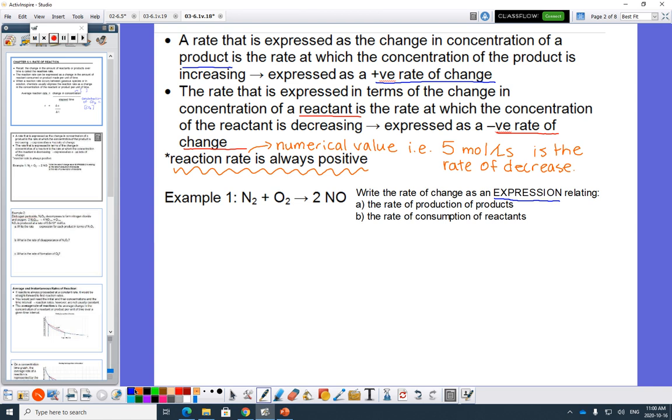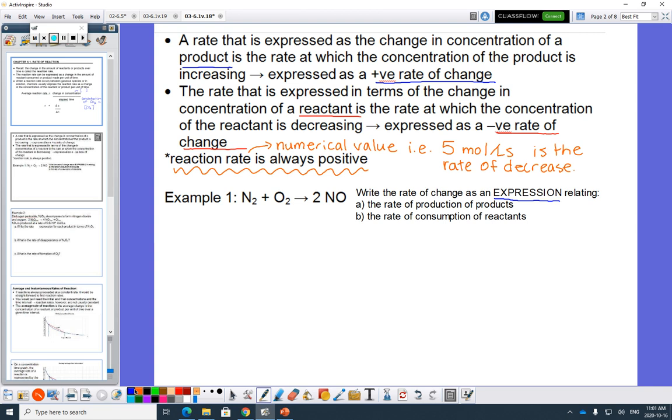So usually what students will do is write 5 moles per liter second. They won't make the number negative, and they just write the word rate of decrease. So when we do our examples, I'm going to do the math and have a negative number based on just the math. But because our numbers actually mean something, I'm going to write my final answer as a statement, okay? So that's one thing we're going to do.